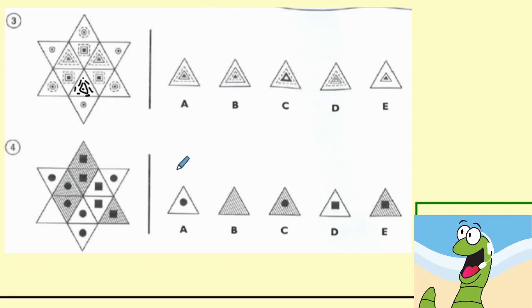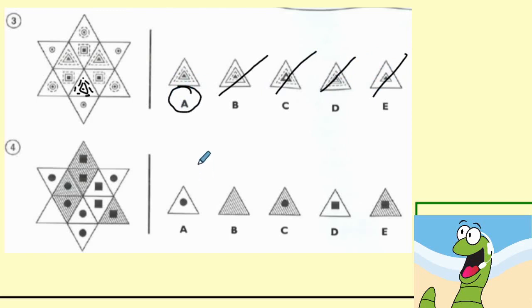Right, so question 3 could be A. We've got what we need. B, no, because we've got the solid line on the outside. C, no, we don't have a solid triangle in the middle. D, again, we don't have a solid triangle. And E, because we don't have a dotted line. So our answer is A.